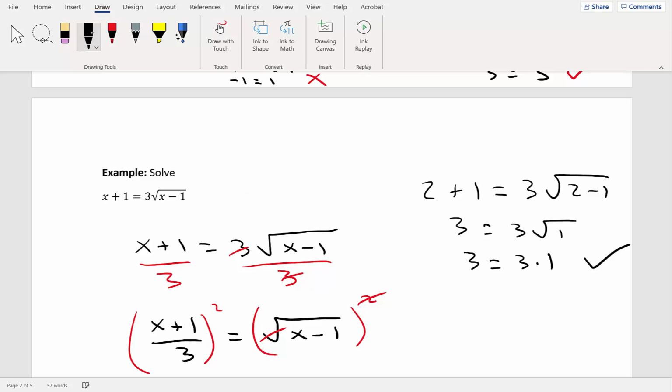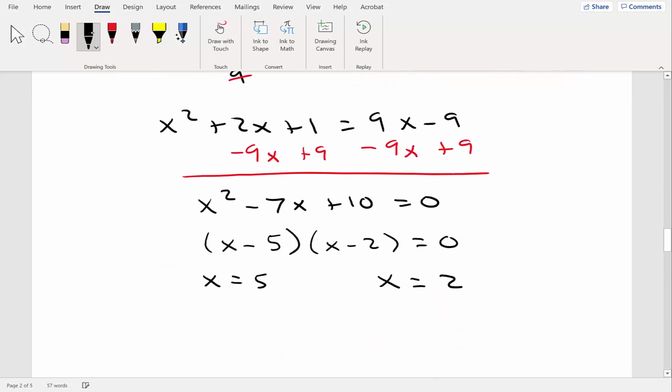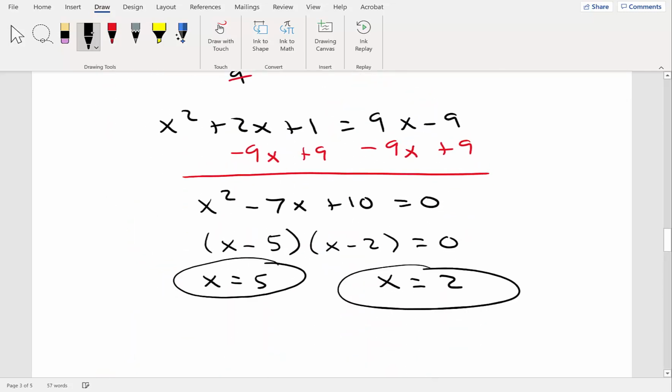So both of my solutions are okay. They both work out. So in this particular problem, we have two solutions. We have x equals 5, which worked, and x equals 2 also works.